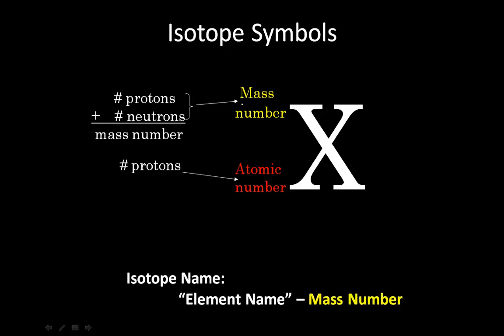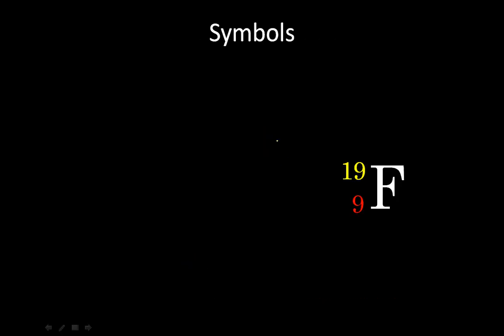Another way to write an isotope is to write the whole element's name, followed by a dash, and then write its mass number, the sum of protons and neutrons. So either the symbol or the name are ways to represent the isotopes. Let's practice that. That's the best way to learn.